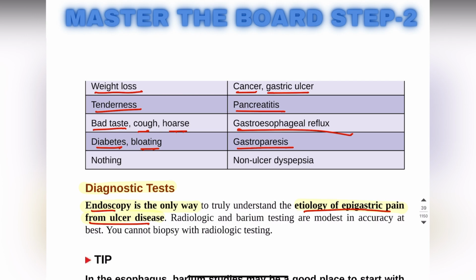gastroparesis. So what is gastroparesis basically? It's a disorder that slows or stops the movement of food from your stomach to your small intestine. And if the patient comes with no history, the most probable diagnosis will be non-ulcer dyspepsia.